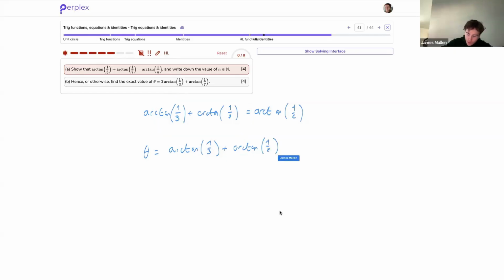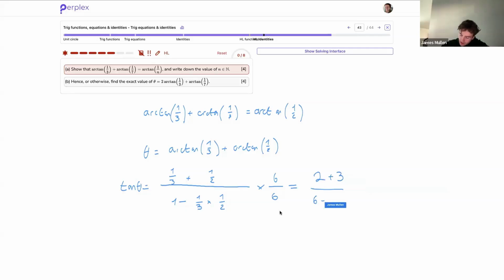All right. And now, if I take tan of both sides, I can say that tan of theta is equal to, I use the compound angle formula again, 1 over 3, tan of the first thing, plus tan of the second thing, so 1 over 2, divided by 1 minus the product of the tans, so 1 over 3 times 1 over 2. I'm going to multiply the top and bottom by 6 to make my life easier, and I'm going to get (2 plus 3) over (6 minus 1). Okay, and there's a slight mistake there. The numerator is not 6, that's 5. So 5 over 5 is equal to 1.